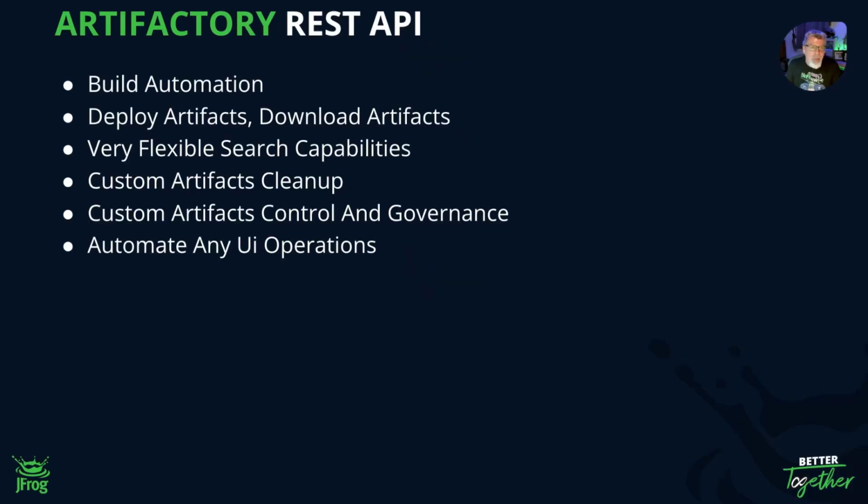And the APIs in our product allow you to do things like build automation, deploying or downloading artifacts, and search capabilities. You can do cleanup, you can do controls and governance, and any sort of operation you do in the user interface, of course, you could do in our API. Our APIs are extensively documented in our wiki, so please go to our wiki if you need additional information.